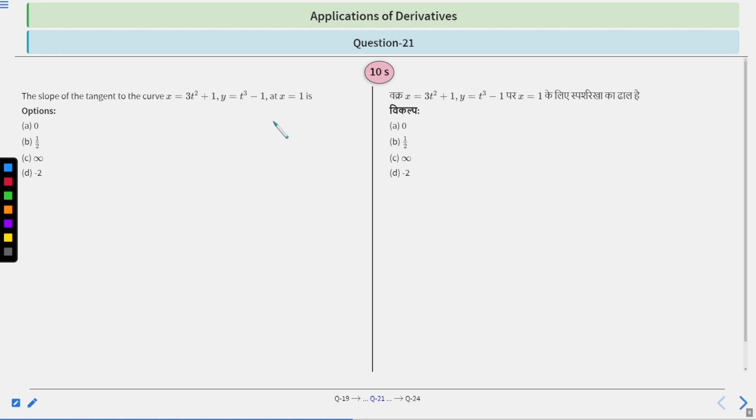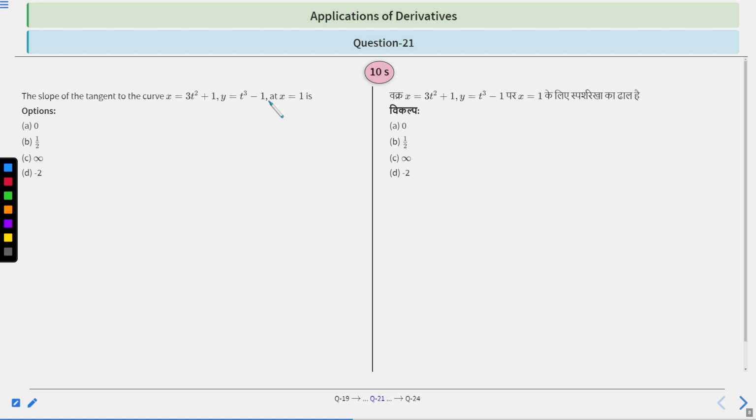So the hint of this question is, see, x is given in terms of t, y is given in terms of t, right? We can easily find dx/dt and we can easily find dy/dt. And what will be the slope of tangent? Slope of tangent will be dy/dx, so we can calculate dy/dx by using (dy/dt) upon (dx/dt). Clear? So we can put x equal to 1 to get the slope of tangent to the curve.